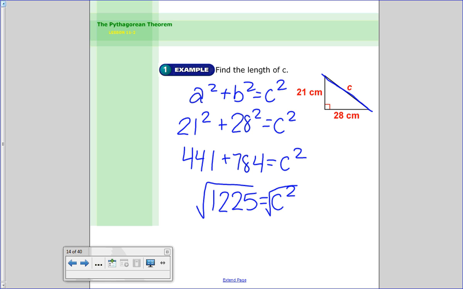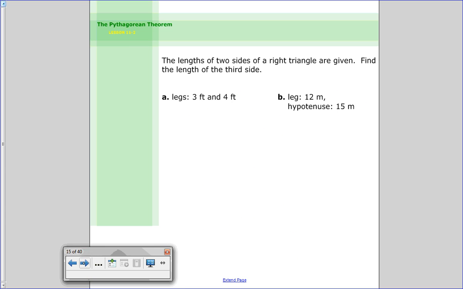So the square root of c squared is just c, because c times c gives us c squared. And you do the same, so the square root of 1,225 is 35 centimeters. So here, c is equal to 35. Right, we get to practice a little more.